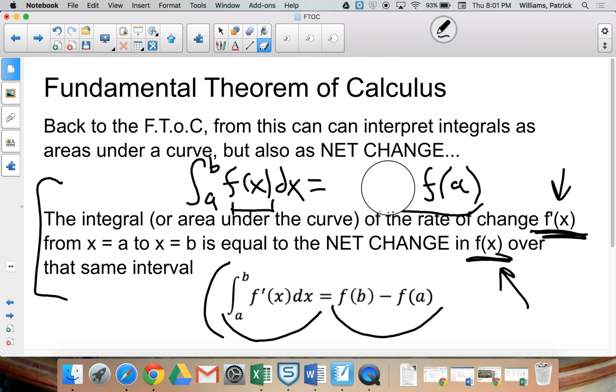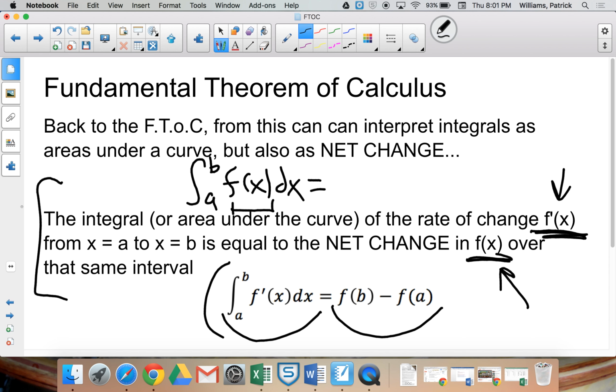Now, see if you can pause the video and figure out what I would actually write here if I did this. All right, if you gave it a shot, hopefully you should have said this would have been the antiderivative of b minus the antiderivative of a, because in this case, the function f of x represents the rate of change of the antiderivative.